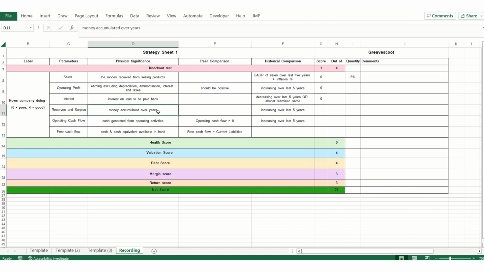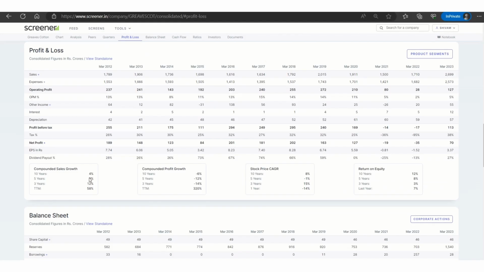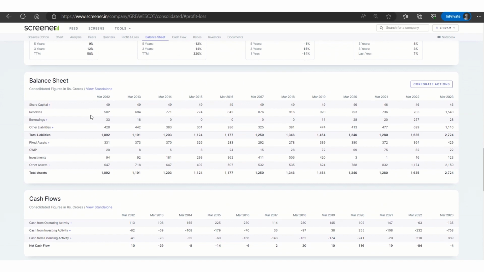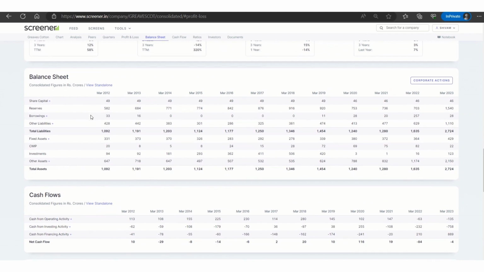So if not, please feel free to go to lecture 2. And this should increase over your last 5 years. So let's go back, and you have to go to your balance sheet. Now this balance sheet has actually been covered in lecture 3, not 2. So you can go to reserves and surplus in lecture 3.